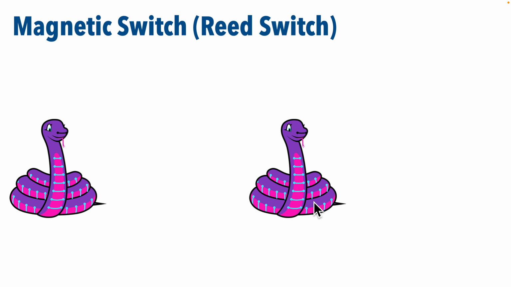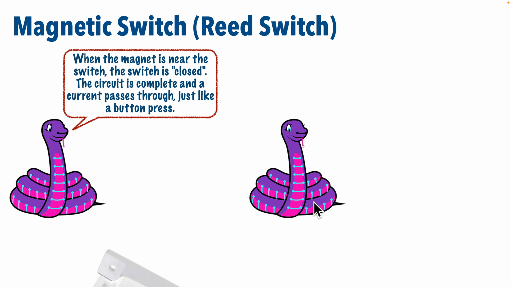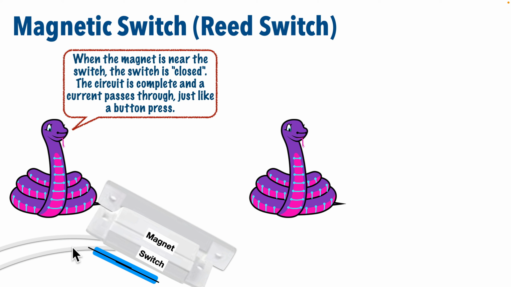So this is how the magnetic switch or reed switch works. There are two wires on one part of the magnetic switch. This first part with the wires doesn't actually have a magnet in it. These wires are sort of like the two legs of a button. They have no polarity. One wire goes into a signal pin, the other wire goes into ground, and it doesn't matter which goes into which.